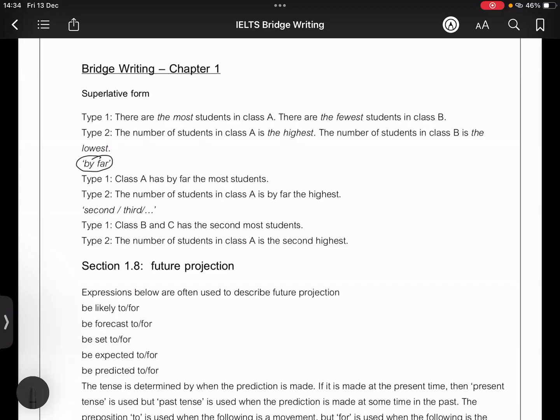If you want to go for type 2 adjective, there's no problem. It's the same thing. Just put second or third right in front of the superlative adjective. So the number of students in class A is the second highest. Simple as that. Okay.